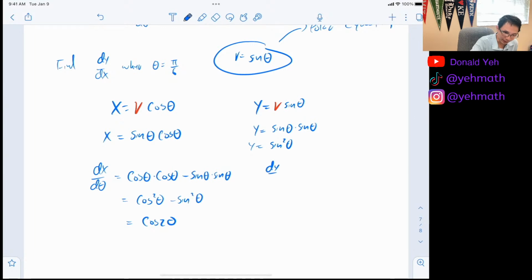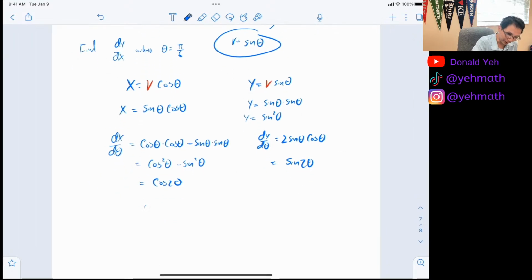So how about dy d theta? Is this chain rule? Yes, that's chain rule. Good job. Wouldn't it be 2 sine theta times cosine theta, which is sine of 2 theta? Perfect. That's the one I like.